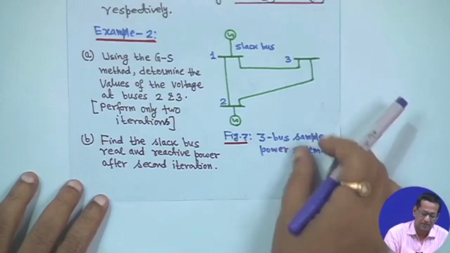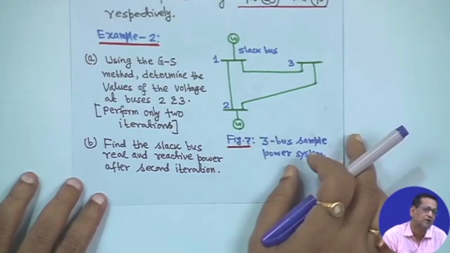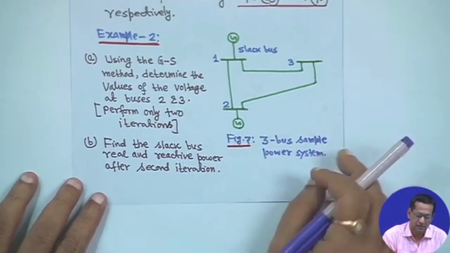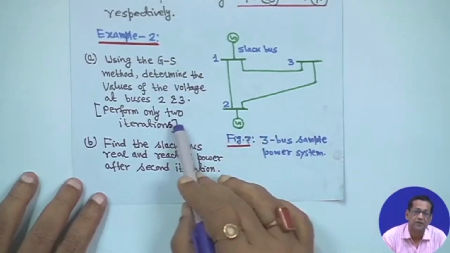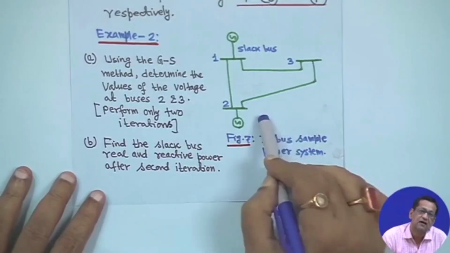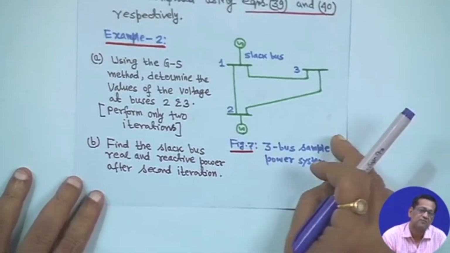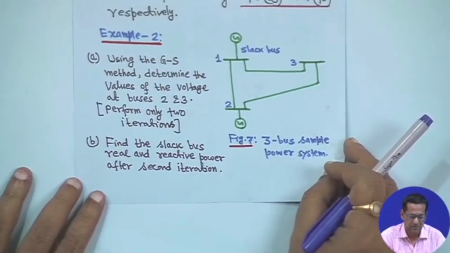For the exact solution it will take a larger number of iterations, but what we will do is perform only 2 iterations, such that things will be clear. This is when both the buses are of PQ type, and another example we will take on Gauss-Seidel for a PV bus.